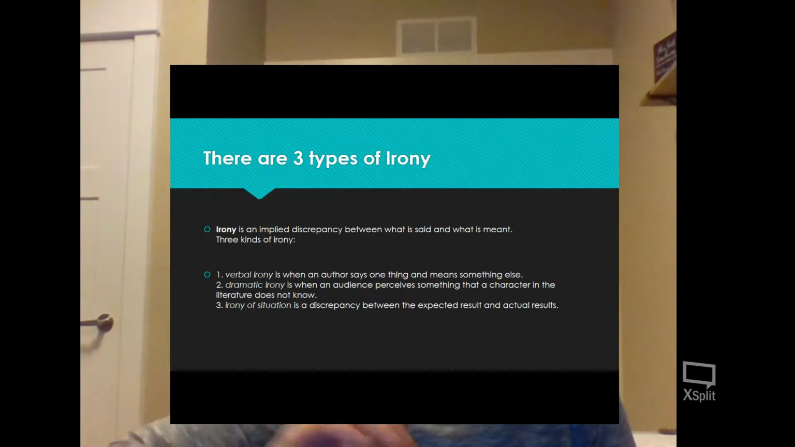Now, there are three different types of irony: verbal irony, dramatic irony, and situational irony. People also call it the irony of situation, but it is situational irony. You'll hear both. So verbal, dramatic, and situational. Now, verbal irony is when an author says one thing and means something else.